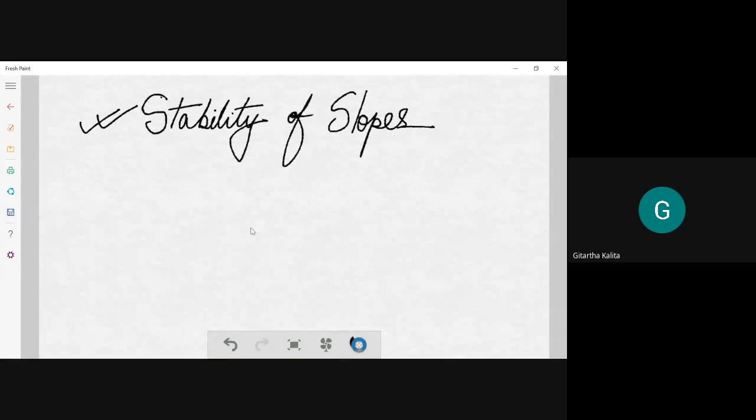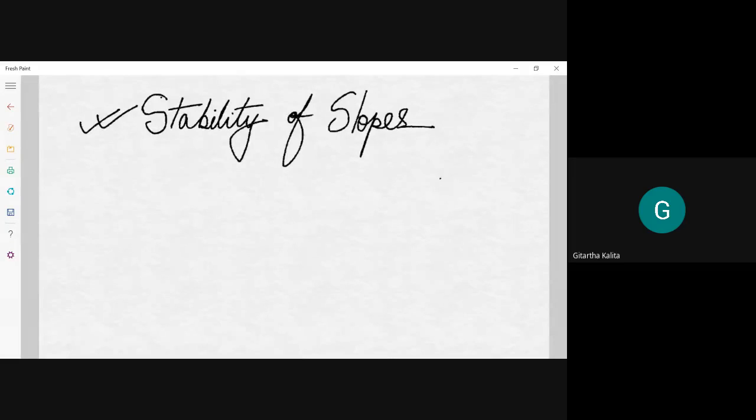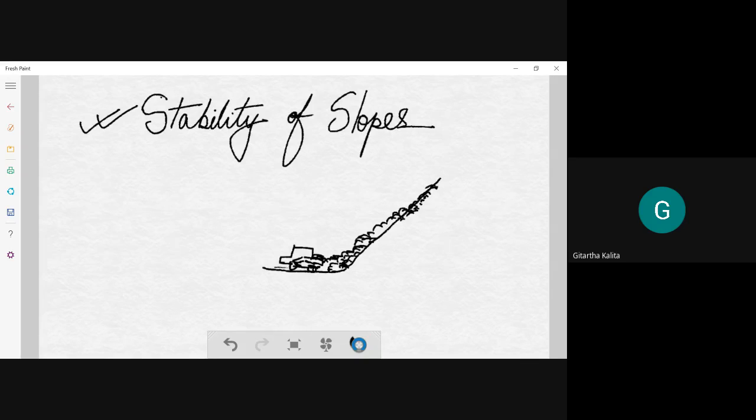Now, let's start. So, you see, stability of slopes means what? Generally, if there is a slope like this, and there is a road where the cars are moving, then if the slope is not actually strong, what will happen? The soil will break and get detached, and it will fall down and may block the road. It may cause some damage. If there are some people standing somewhere here, it may harm or even kill people, and it may cause accidents.